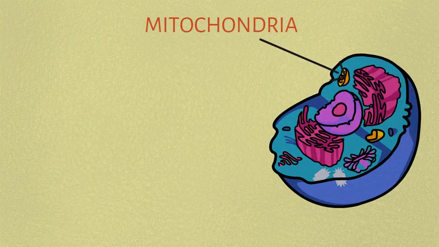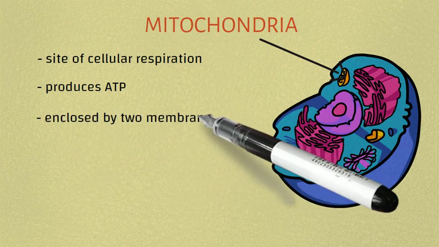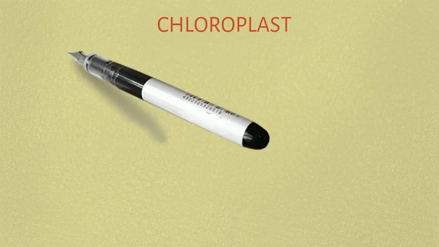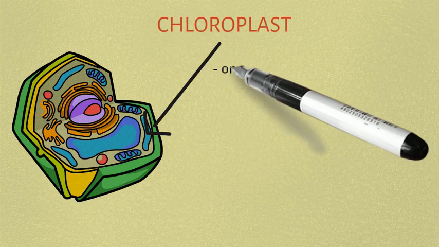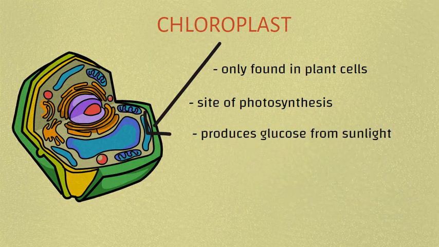Next up is the mitochondria. It is the site of cellular respiration, which produces ATP. It is enclosed by two membranes and is known as the powerhouse of the cell. Next up is the chloroplast. Chloroplasts are only found in plant cells. They are the site of photosynthesis, which produces glucose from sunlight.